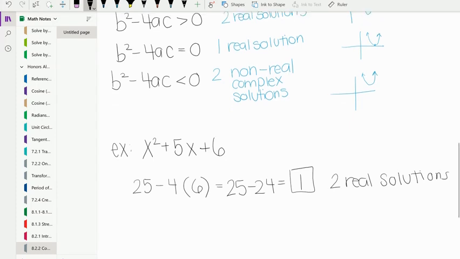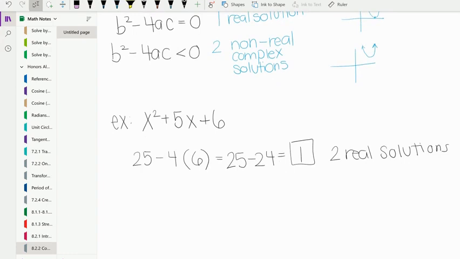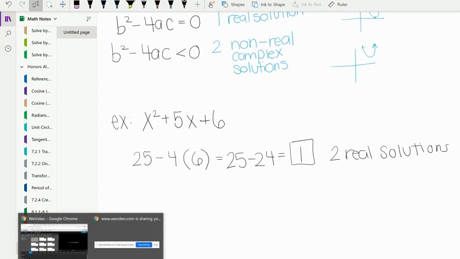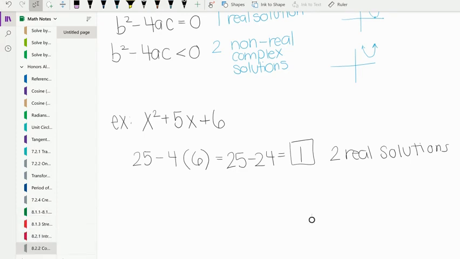So you would find the discriminant, look at that number. If that number happened to be negative, you would say two non-real solutions. If it happened to be 0, you would say one real solution. So that is everything on complex numbers, complex conjugates, and discriminant.